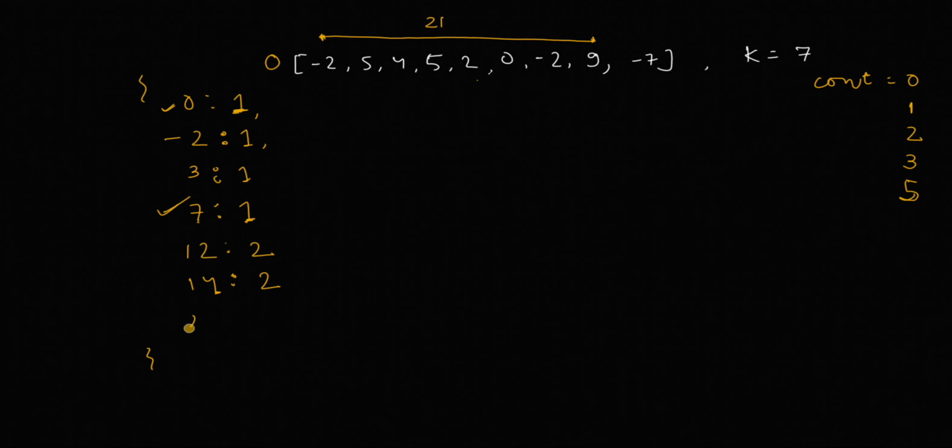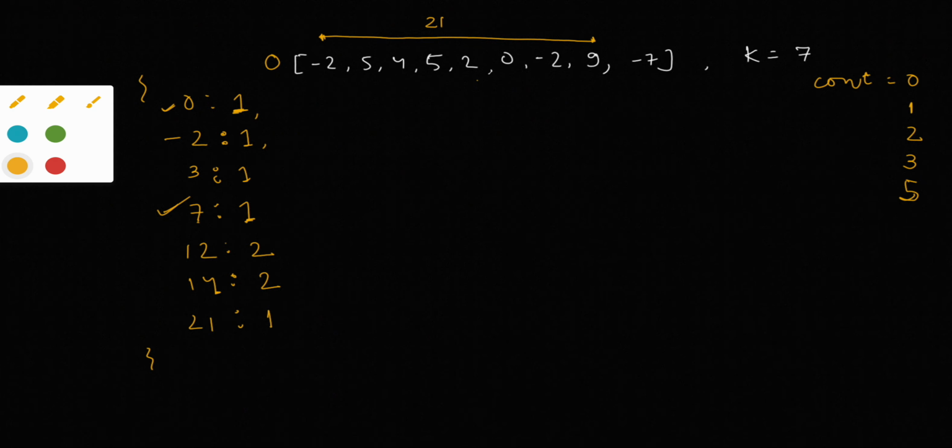And let's update the value over here. 21, we got it once. We found out that the value from here to here is 21. And if you subtract 7 from it, that gives you 14. And we saw that 14 has come twice. Where has 14 come twice?